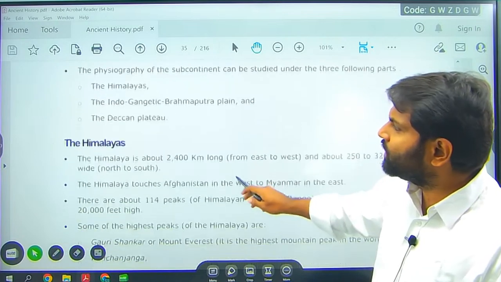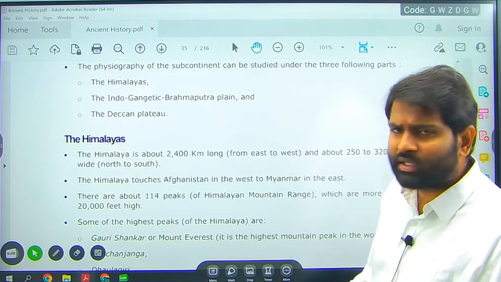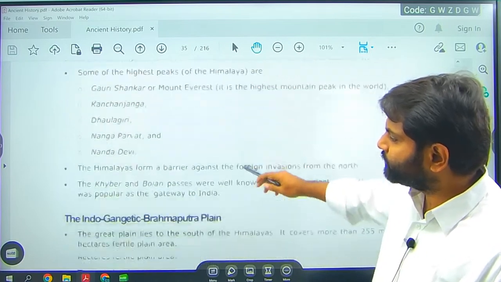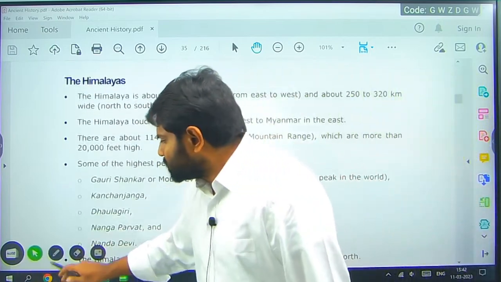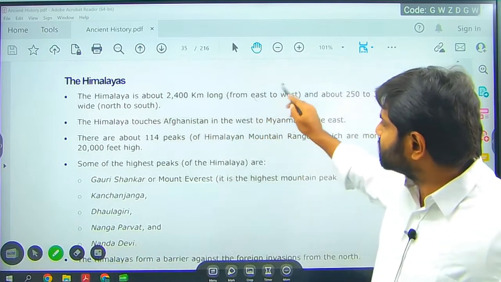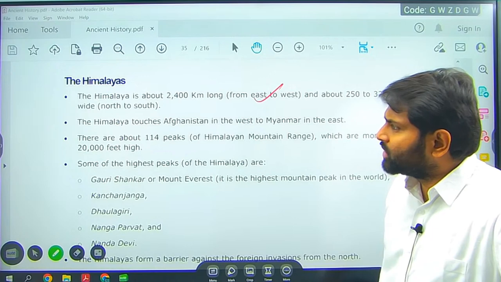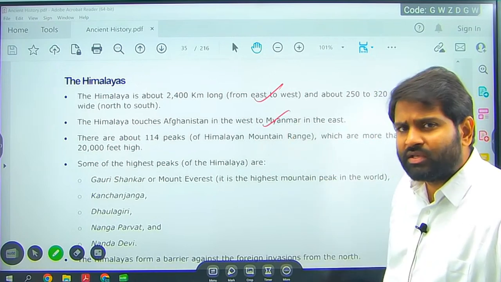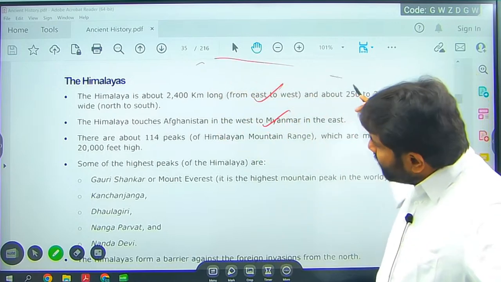Physiographically, the subcontinent is divided into the Himalayas, the Indo-Gangetic and Brahmaputra Plain, and the other one is the Deccan Plateau. So what are the Himalayas? These are 2400 kilometers long from east to west and about 250 to 350 kilometers north to south. The Himalayas touch Afghanistan in the west and Myanmar in the east.